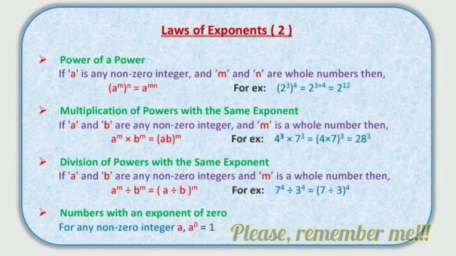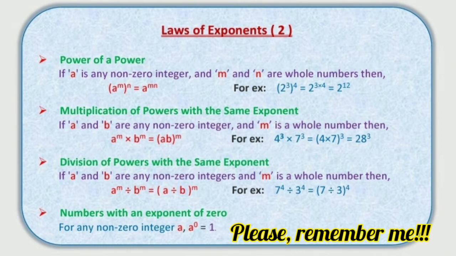Multiplication of powers with the same exponent. If a and b are any non-zero integers and m is a whole number, then a raised to m into b raised to m is equal to ab whole raised to m. For example, 4 raised to 3 into 7 raised to 3 is equal to bracket 4 into 7 bracket close raised to 3, is equal to 28 raised to 3.